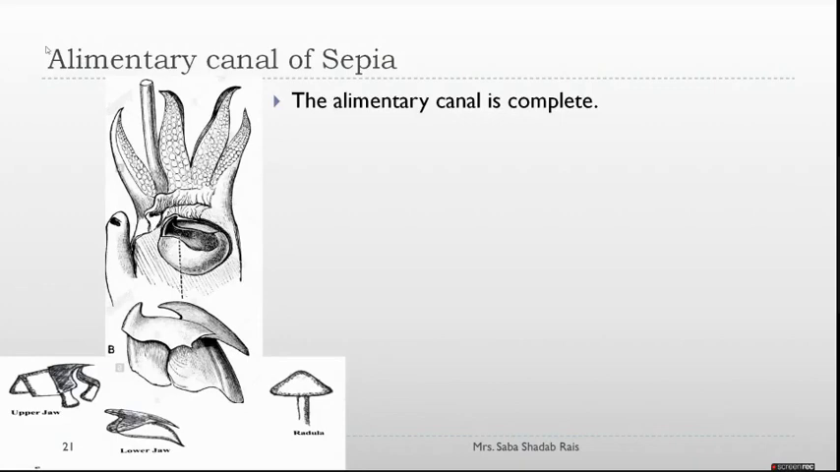Incomplete means only one opening will be there, as we learn in the lower animals like cnidarians. They have only one opening, so the ingestion and egestion of the food happen from the same opening. So this is about the alimentary canal types.